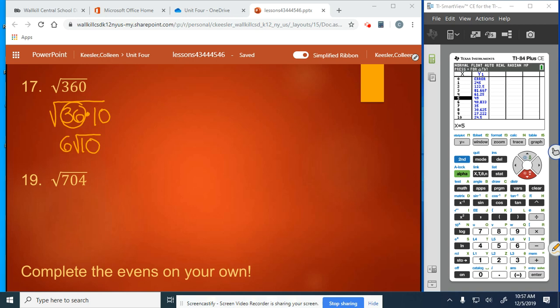Now, 704, I definitely don't know the factors of, so I go to y equals. I put in 704, pull up the table, and look for a perfect square factor. 1 in 704 doesn't work. 2 in 352 doesn't work. 4 in 176 doesn't work. 8 in 88 doesn't work. There's 11 in 64, which we know 64 is a perfect square. So 64 times 11. Take the square root of 64, we get 8, and we're left with square root 11.